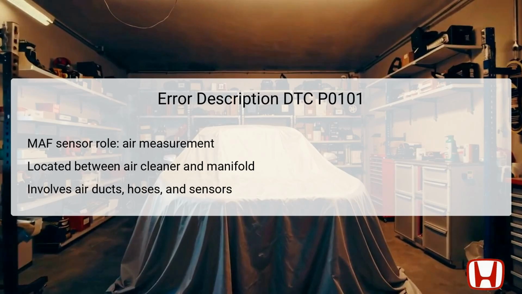The sensor is often found between the air cleaner and the intake manifold, where it connects to various parts, including the intake air duct, PCV hose, and purge line. These components must be in good condition for the sensor to operate correctly. A poor connection or damage to any of these parts may directly affect the MAF sensor's performance. Diagnosing and resolving issues with these components is crucial before moving on to more complex diagnostics.